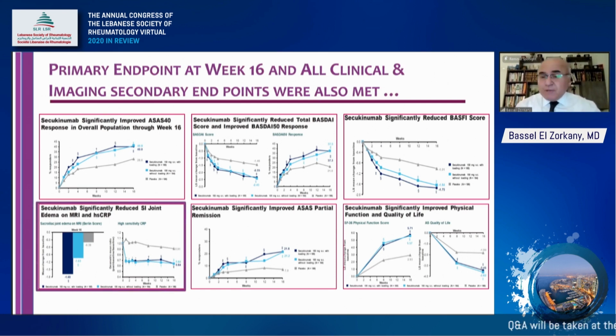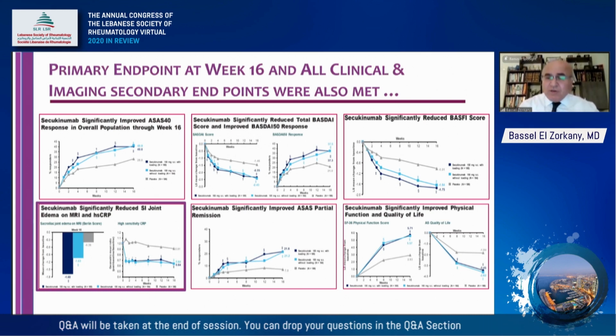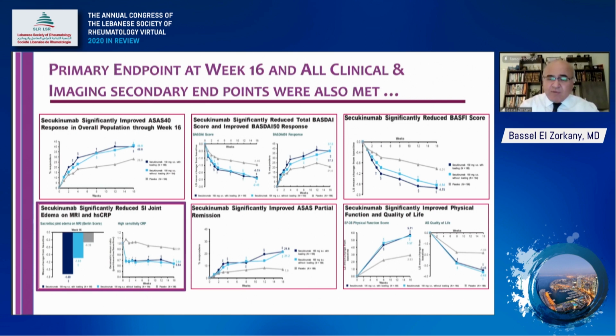The most important thing to me is the objective signs of inflammation: at 16 weeks, there is a reduction in the bone marrow edema of the sacroiliac joints in the group, this dark blue, who had received the classic way to give the treatment, with loading and every 4 weeks, 150 milligram. And also CRP, high sensitive CRP, had decreased markedly over these 16 weeks.